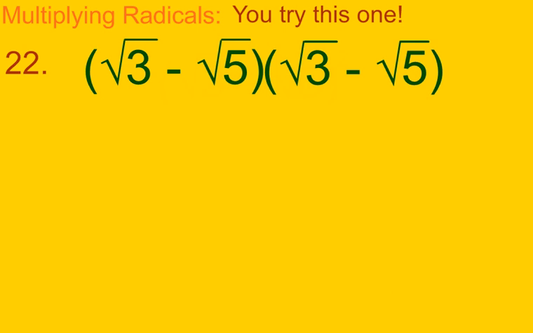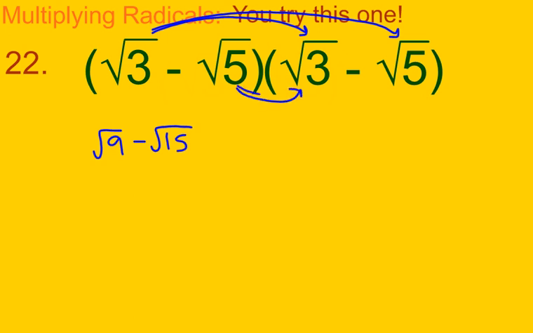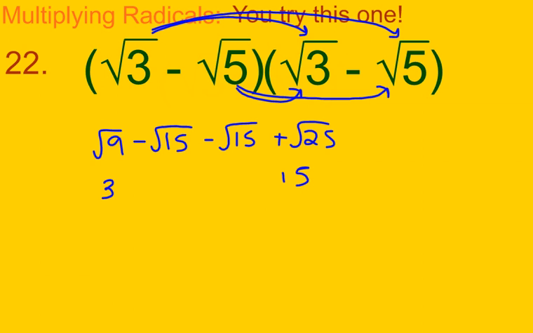So I would distribute my root 3 to both. So I would have root 9 minus root 15, because I can multiply those. Then I'm going to distribute my root 5 to both. So negative root 15, positive root 25. Now when I look at these, you're probably noticing that root 9 is actually the number 3, right? And root 25 is actually the number 5. So I really have this.